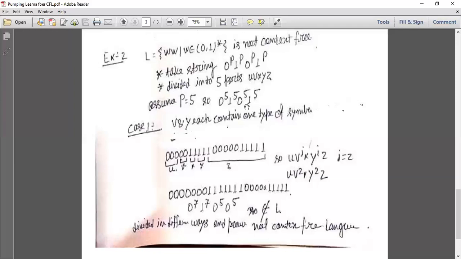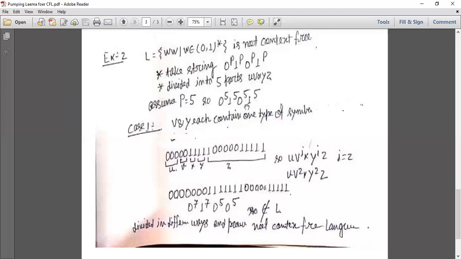Now I have already told you the case is your assumption. So in this problem I assume that v and y each contain one type of symbol, right? It means v contains either 0 or 1, and y contains either 0 or 1. It's not a mixed form, right? So according to my assumptions, 3 zeros is the value of u, double 0 is the value of v, double 1 is the value of x, and double 1 again is the value of y, and the remaining parts are the value of z.